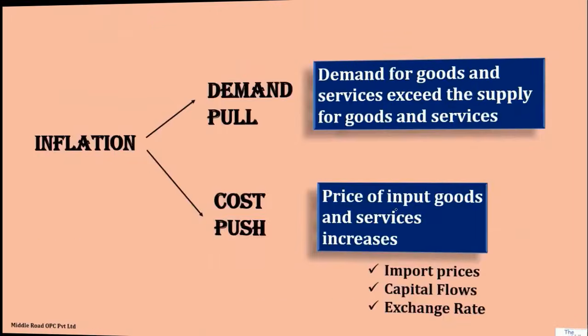When we are talking about inflation, there are two types: demand pull and cost push. Pull is basically when your economy is very heated up, and demand for goods and services goes way more than the supply of goods and services. But when you're looking at cost push, basically goods or services become more expensive. Some of the factors, which I've covered here, are import prices, capital flows, and exchange rates.